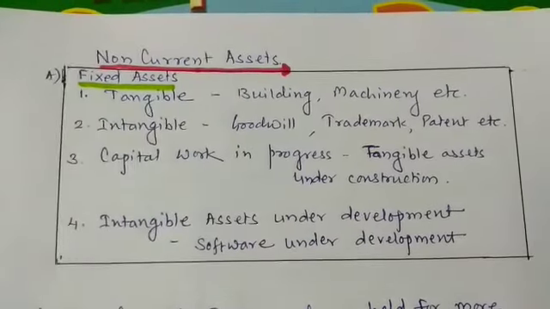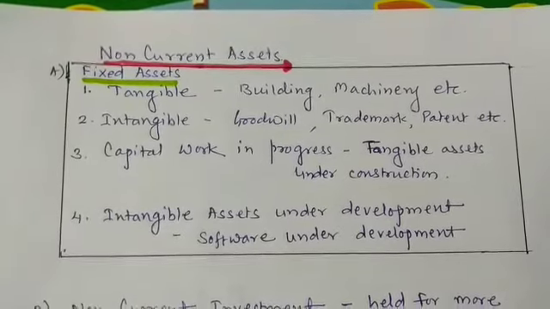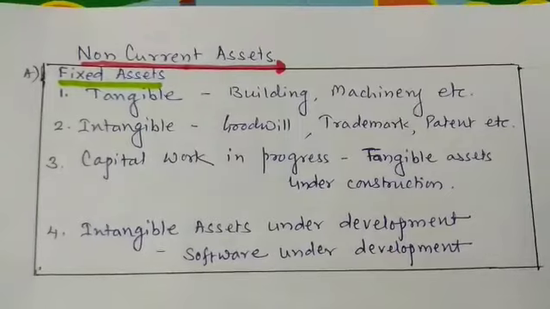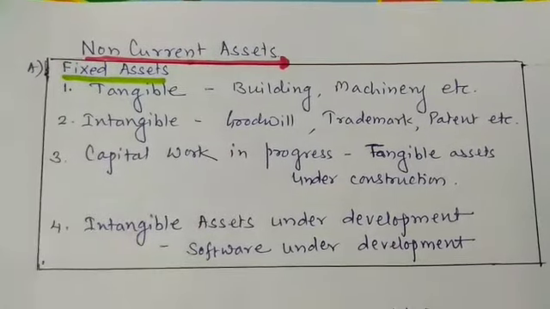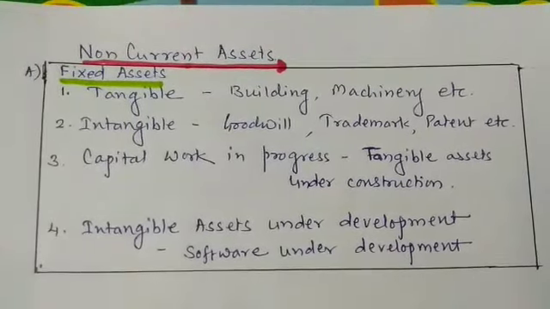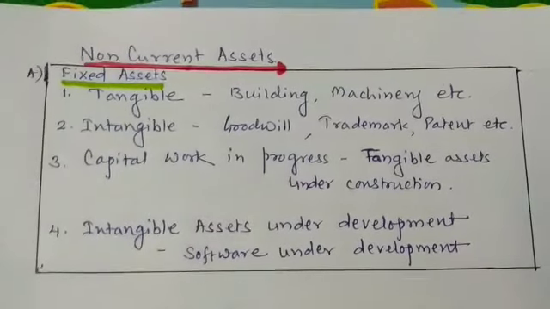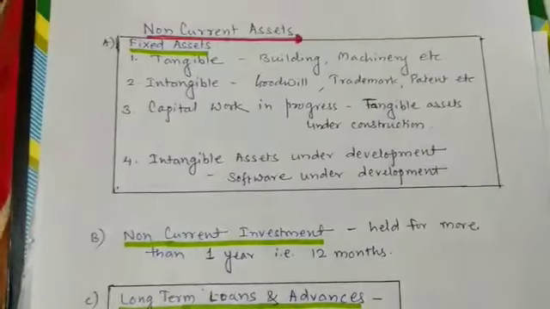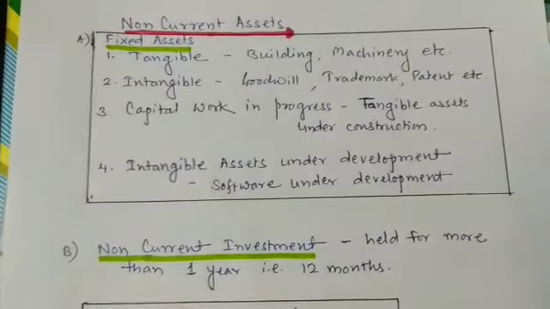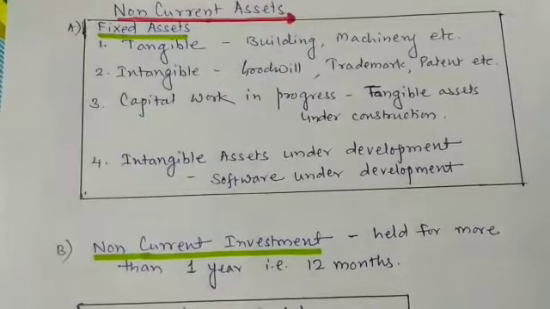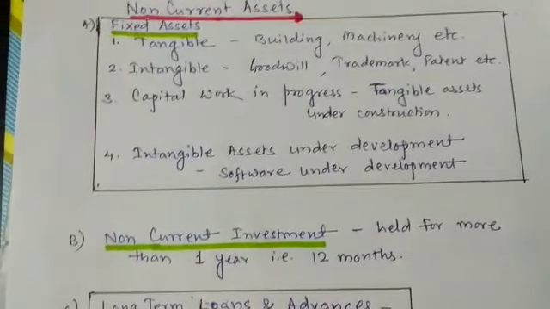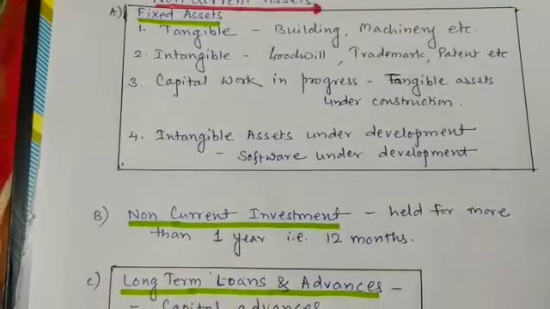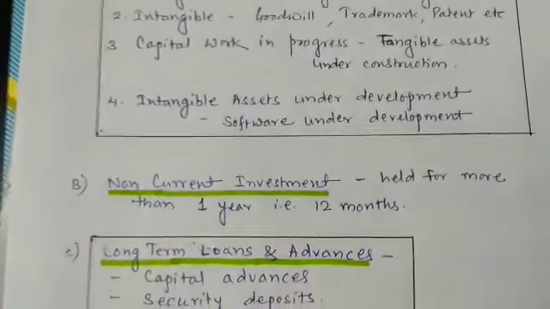Assets have only two headings. One is non-current assets and the second is current assets. Non-current assets, as we have discussed earlier, are tangible, intangible, capital work in progress, and intangible assets under development. I have mentioned a few examples for your reference. Fixed assets, then there will be non-current investments. The investments which are held not for resale but for gaining purpose for a longer period of time, that is more than 1 year, will be considered as non-current investments.